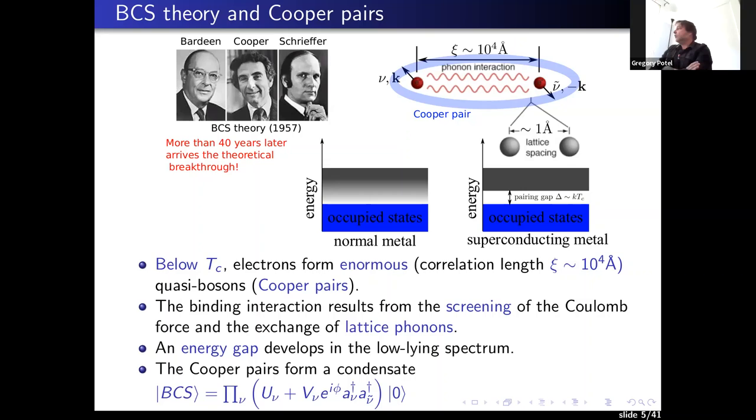The microscopic explanation of the phenomenon I just described is that below a critical temperature T_c, which I introduced in the previous slide, the electrons in the metal tend to form gigantic, really huge, enormous correlated pairs. When I say enormous, here I give some numbers: the correlation length, the length over which those pairs are correlated, is of the order of 10^4 angstroms, which is to be compared with the typical distance between the ions of the metallic lattice, which is of the order of an angstrom.